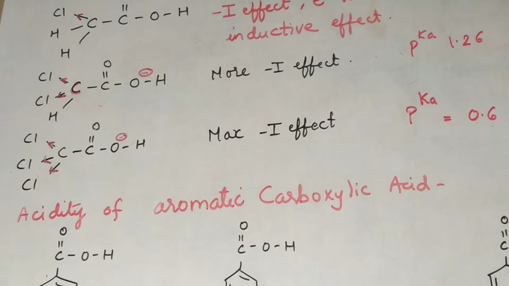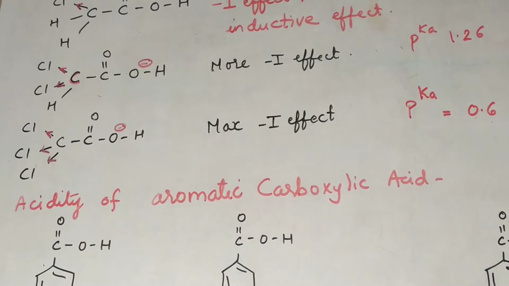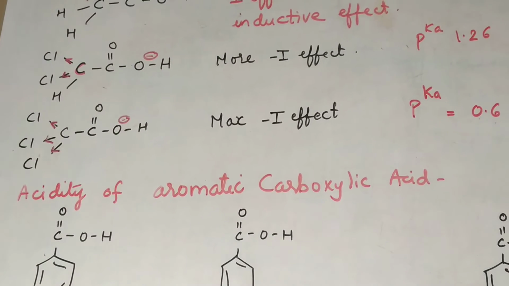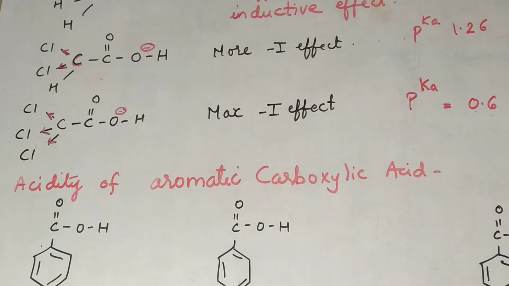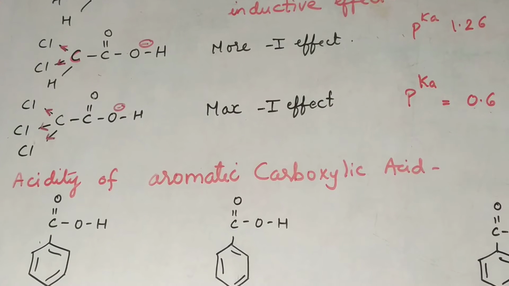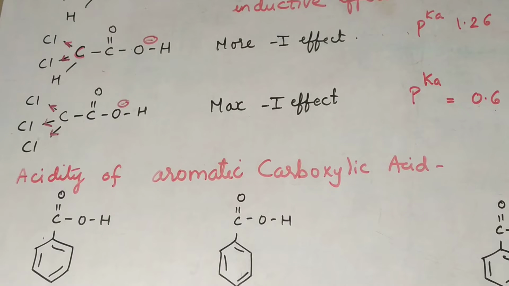in the compound. If I take monofluoroacetic acid, monofluoro will be more acidic because fluorine has more electron withdrawing inductive effect. Minus I effect of fluorine is more than chlorine. So this is the concept that should be understood.